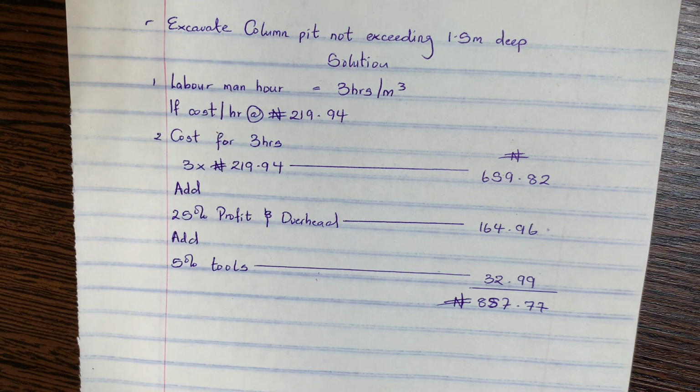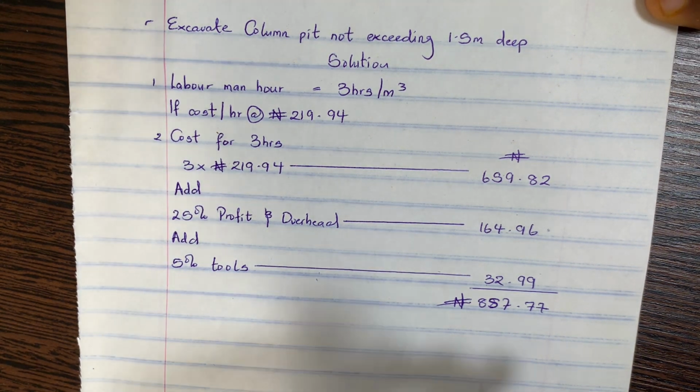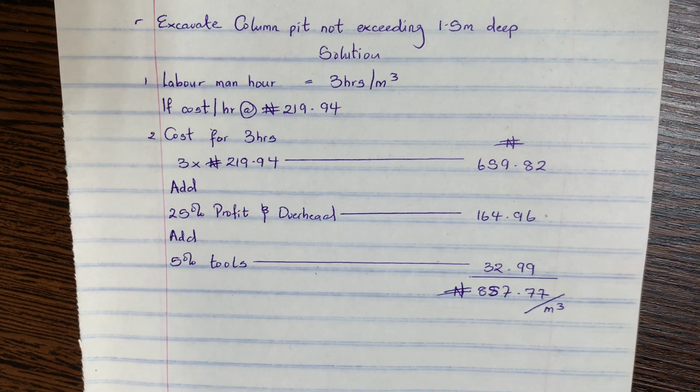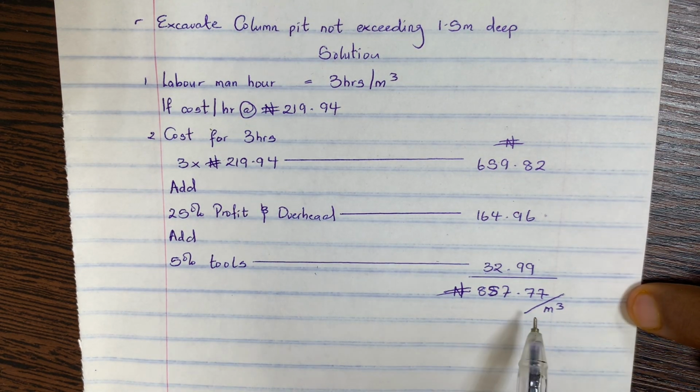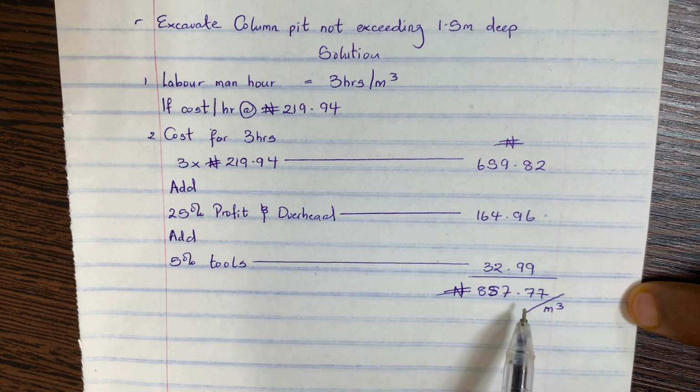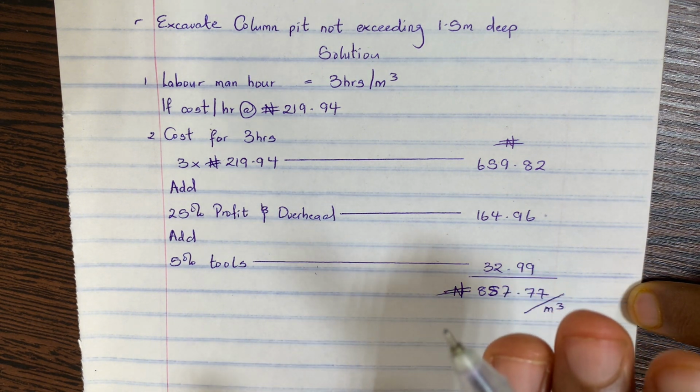So doing this, you've calculated your cost per meter cube for excavation of your column pit. All you just need to do now is to take it to your bill of quantity for the rate, multiply it by the quantity of excavation you have, and it will give you your amount. So this is the first example when you are using your labor constant.